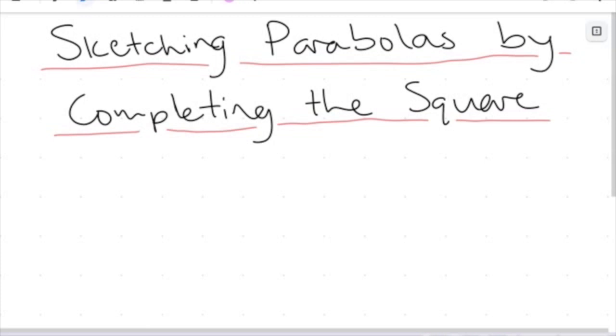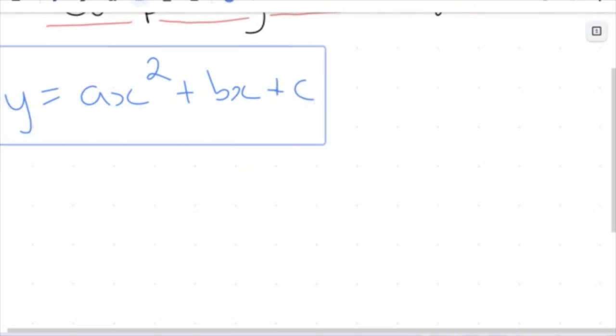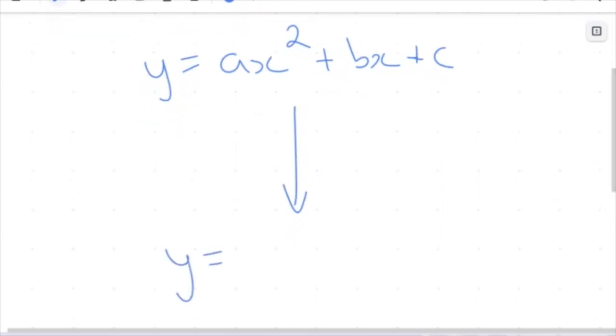Okay, so completing the square, what this essentially allows us to do is express a quadratic in the form of y equals our general formula, ax squared plus bx plus c. We're going to look at how this happens later, but this allows us to get this into the form of y equals a(x minus just some constant, we'll call that h) squared, plus k.